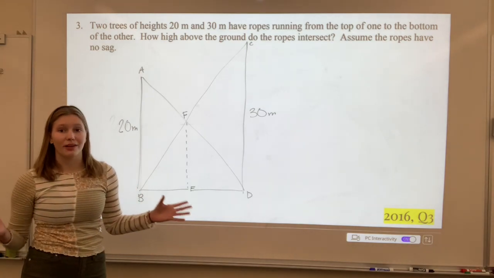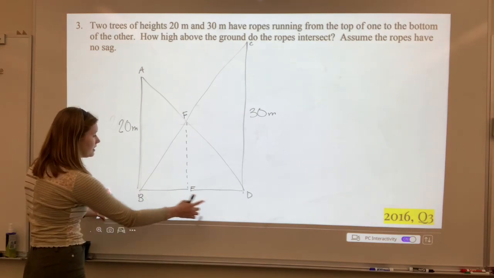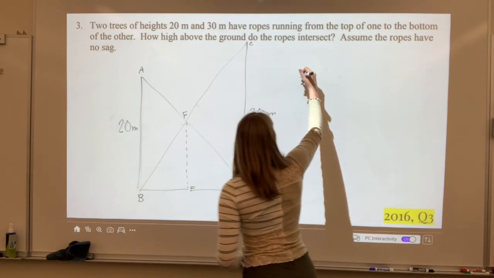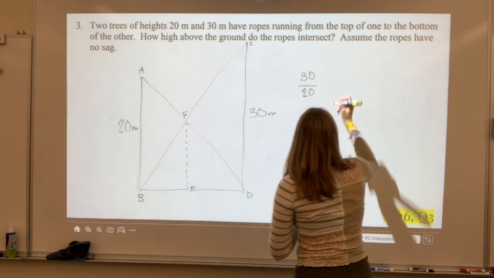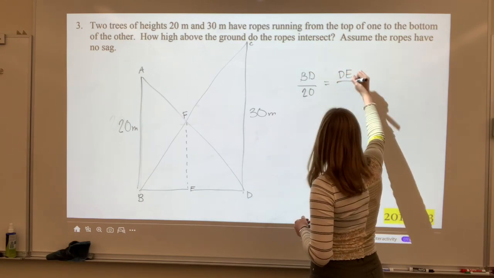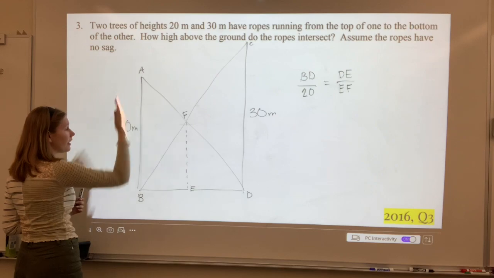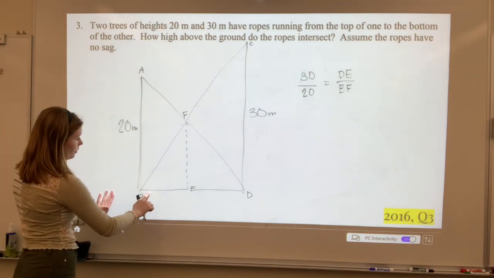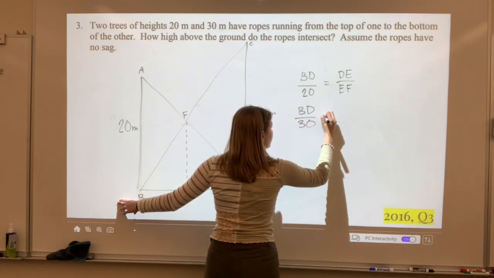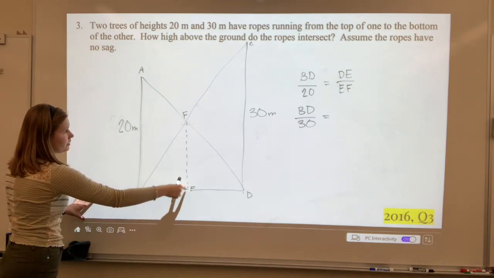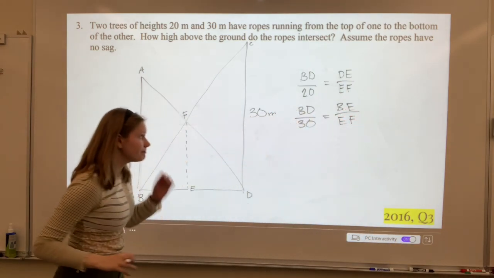I'm just going to start by writing a few relationships between these lengths. So we have BD is to 20, as DE is to EF. Because it's the length of this leg and the height. Alright, so let's do that with the other two similar triangles. So we have BD is to 30 as BE is to EF.